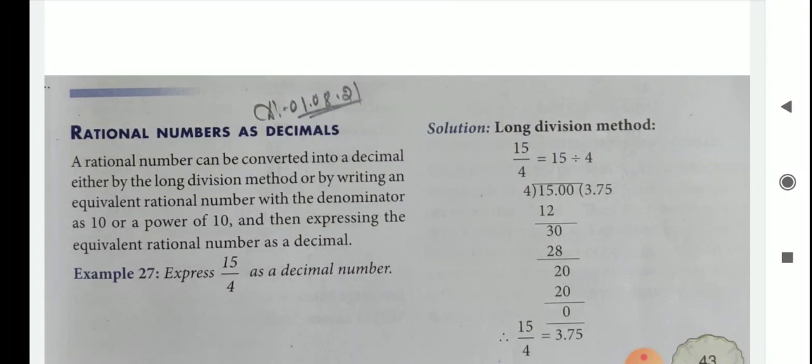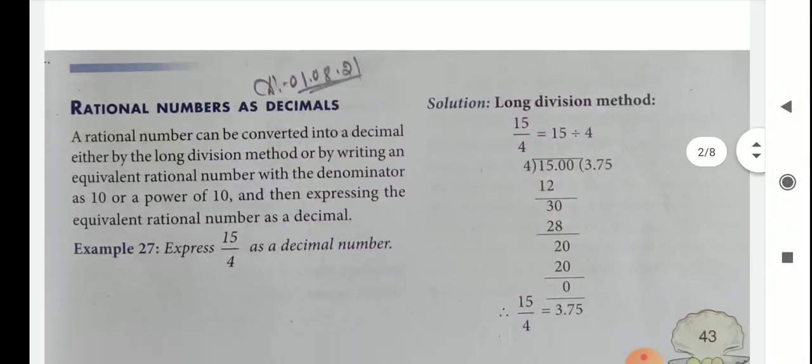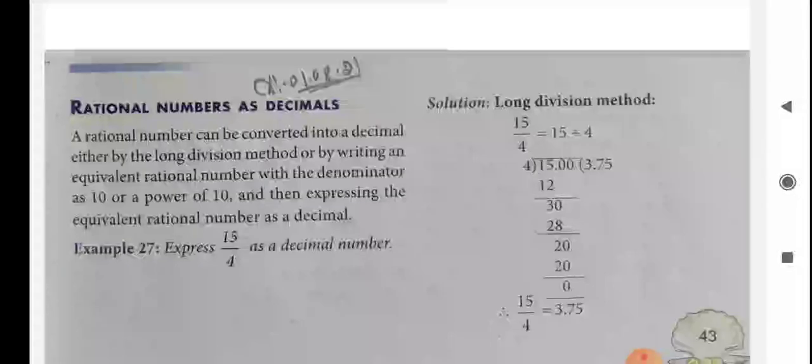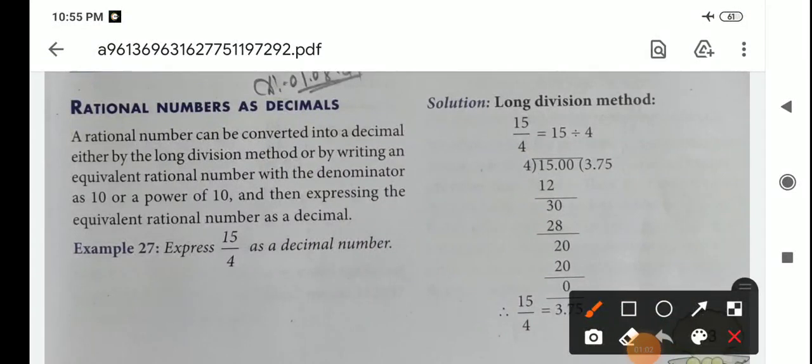So see first example 27. Express 15 by 4 as a decimal number. Here we first see the long division method, which means we just divide. Okay, here you see, 4 3s are 12, then 15 minus 12 is 3, then a 0 comes down, then 30.